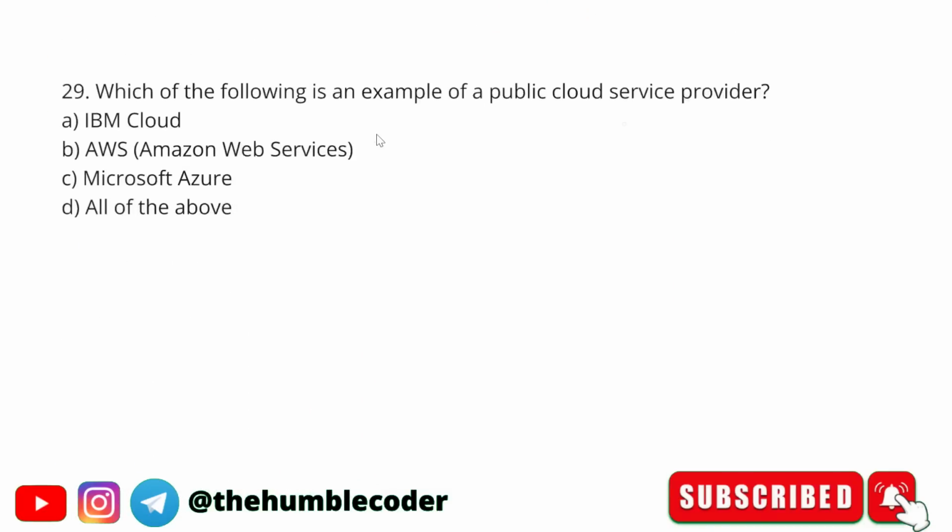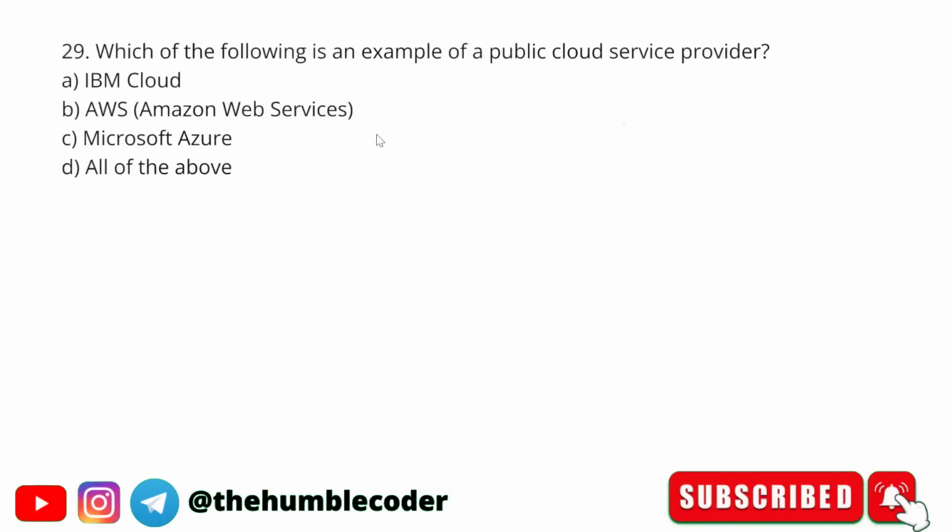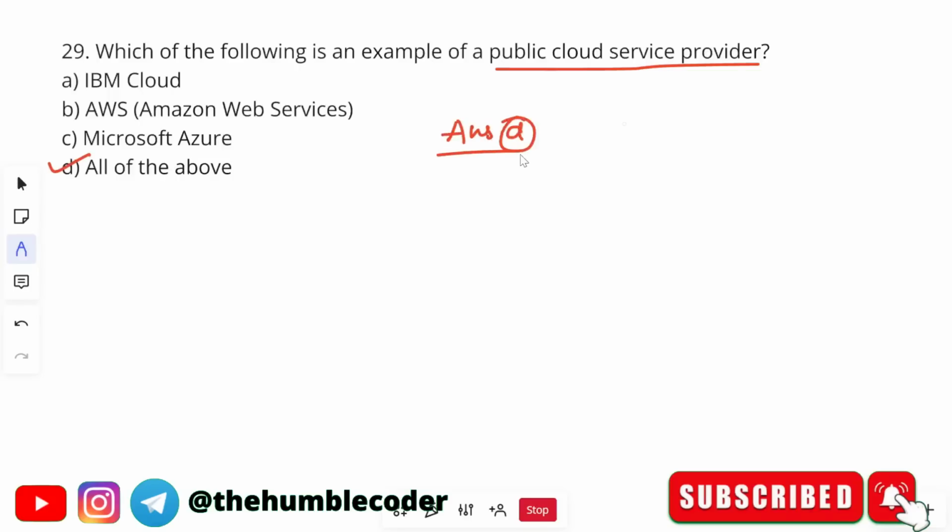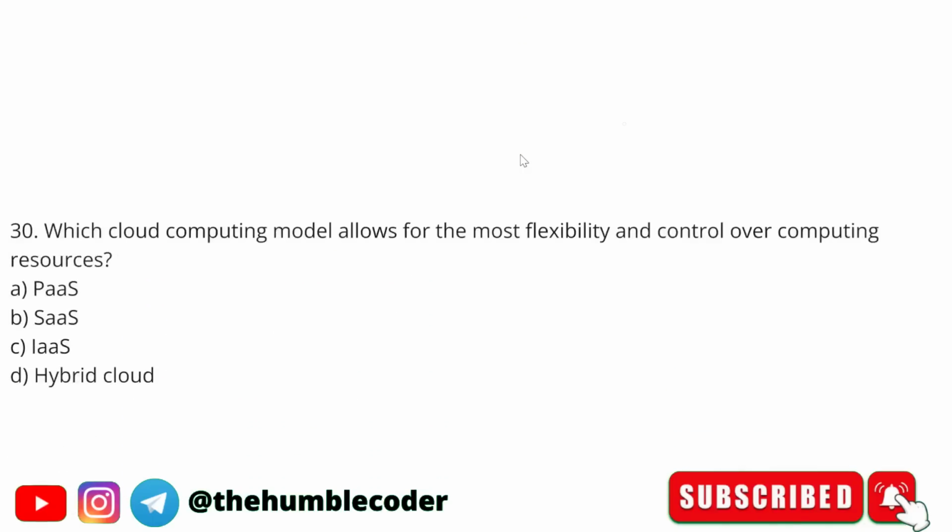Moving on to the next question. Which of the following is an example of public cloud service provider? Okay, let's see the options that we have. First option is IBM Cloud. Second is AWS, that is Amazon Web Services. Third is Microsoft Azure, and fourth option is option D, which is all of the above. So again, in this case also the correct answer is going to be option D, that is all of them are examples of public cloud service provider. Moving on to our next question.